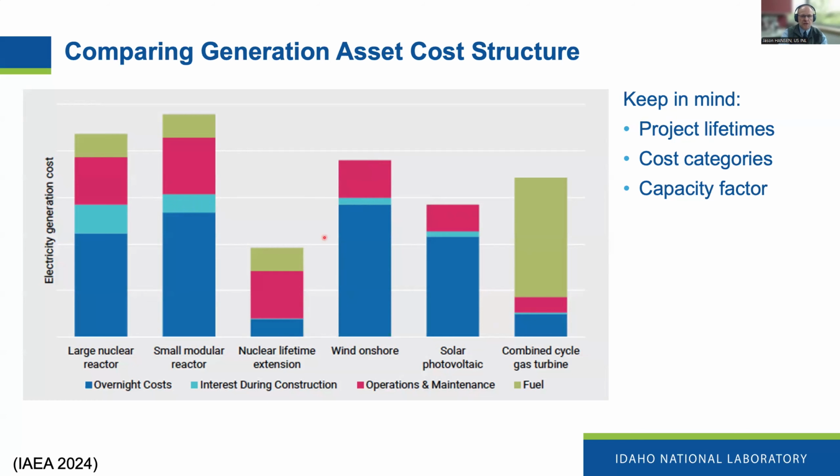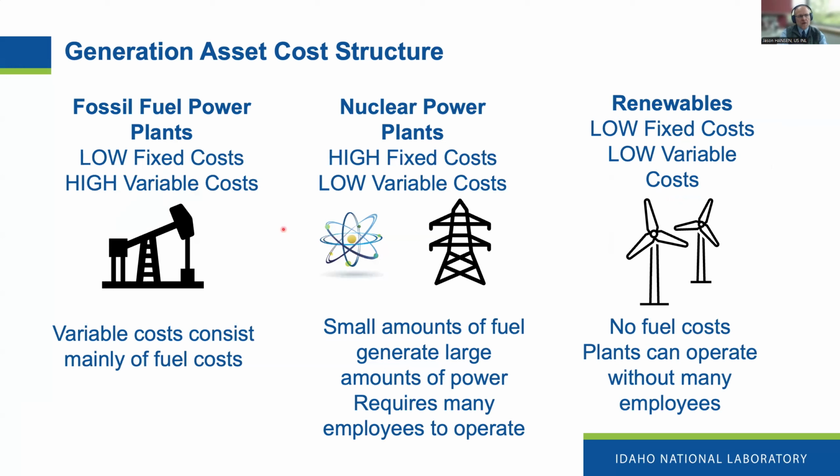So, this investment question that we're talking about. Just as a summary, whether we're talking about fossil plants, nuclear plants, or renewables, they have different cost structures. Fossil plants have low fixed costs and high variable costs: relatively cheap to build and then pretty expensive to operate going forward. Nuclear plants are pretty expensive to build, but then relatively cheap to operate going forward. Renewables have low fixed costs and low variable costs.